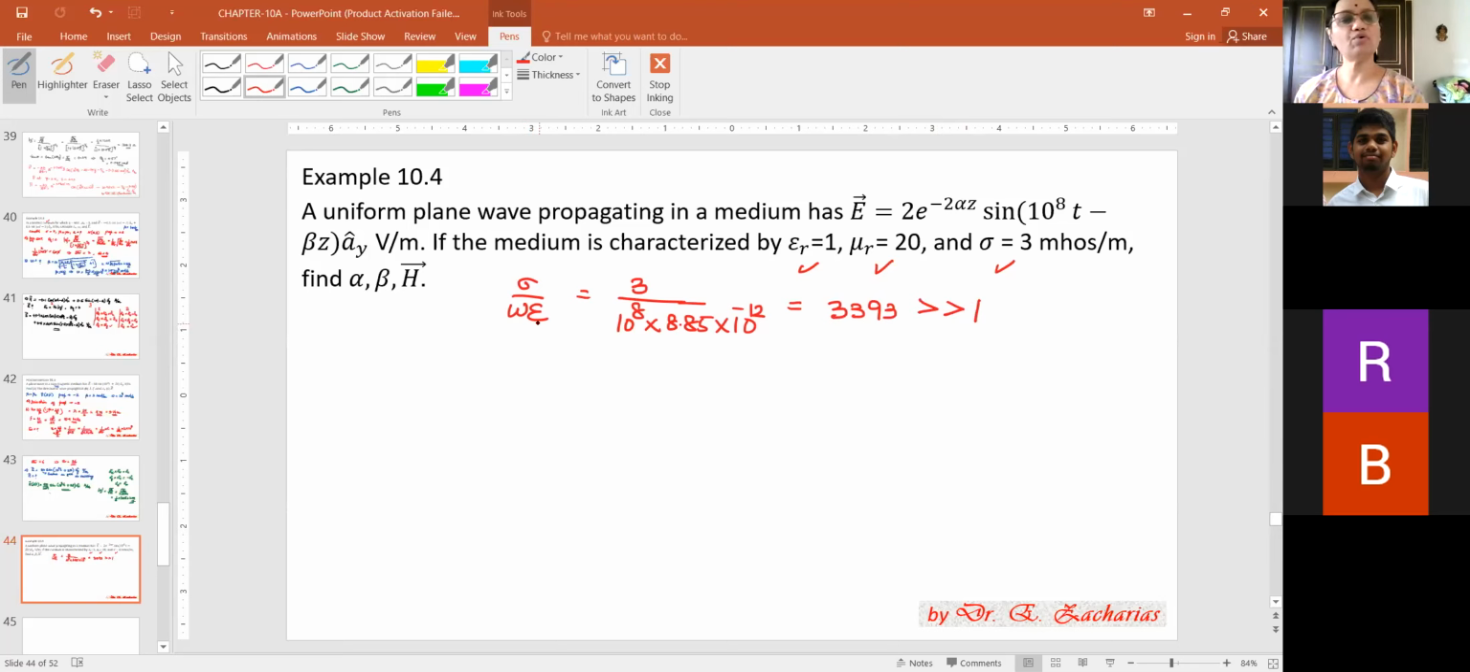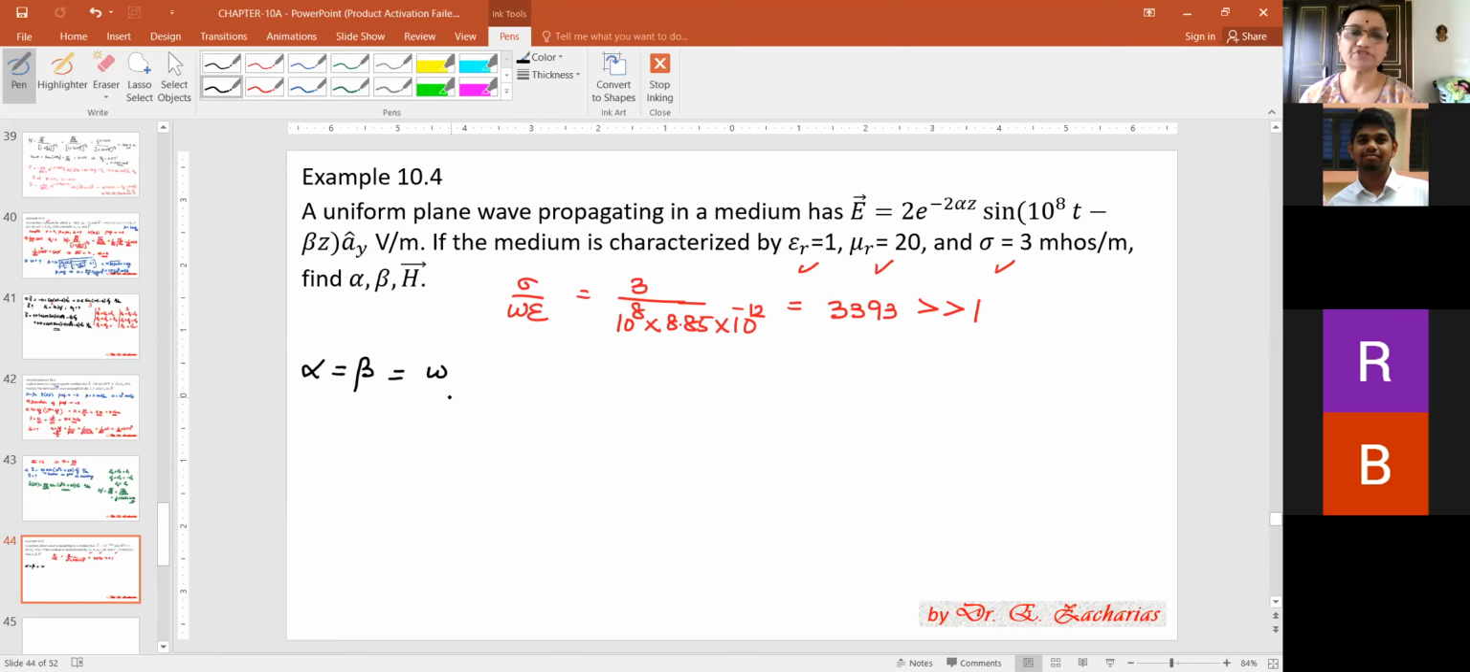When sigma by omega epsilon is much, much greater than 1, what is this medium? Anyone? Good conductor. Yes, it's a good conductor. And the minute it is a good conductor, you know what all the implications are. It means alpha equal to beta.